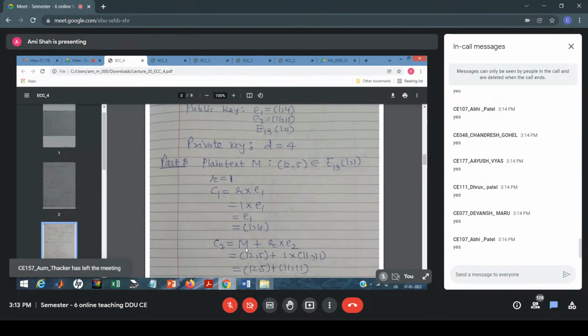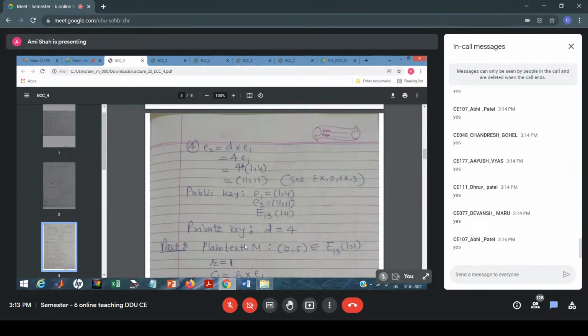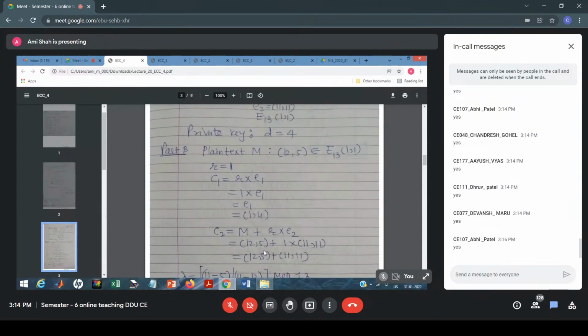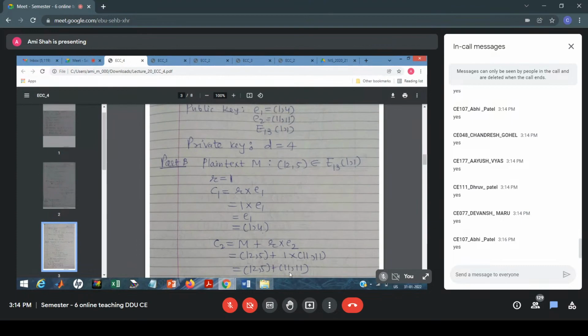C2 equals M plus r times E2. So what is M? M is (12, 5), plus r, which is 1, multiplied by E2. E2 I already have as (11, 11). So now I am getting (12, 5) plus (11, 11). Now what do I have to do, everyone? Can anyone tell me? This is the first point, this is the second point, and in between the addition operation is there, right? So which case is applied? Please write it down in the chat window.